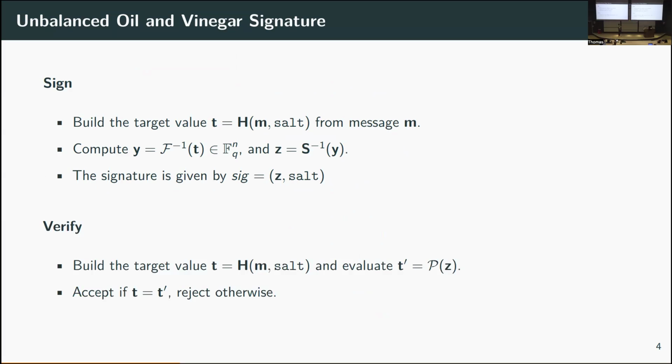And if we want to verify, we just again build the target value and evaluate this vector s under the public key map and see if we really found a preimage. If they coincide, then we accept the signature, otherwise we reject. And if we do not possess the secret key, so we don't know what F and S are, we had to invert this quadratic map P directly, and this is in general really hard.